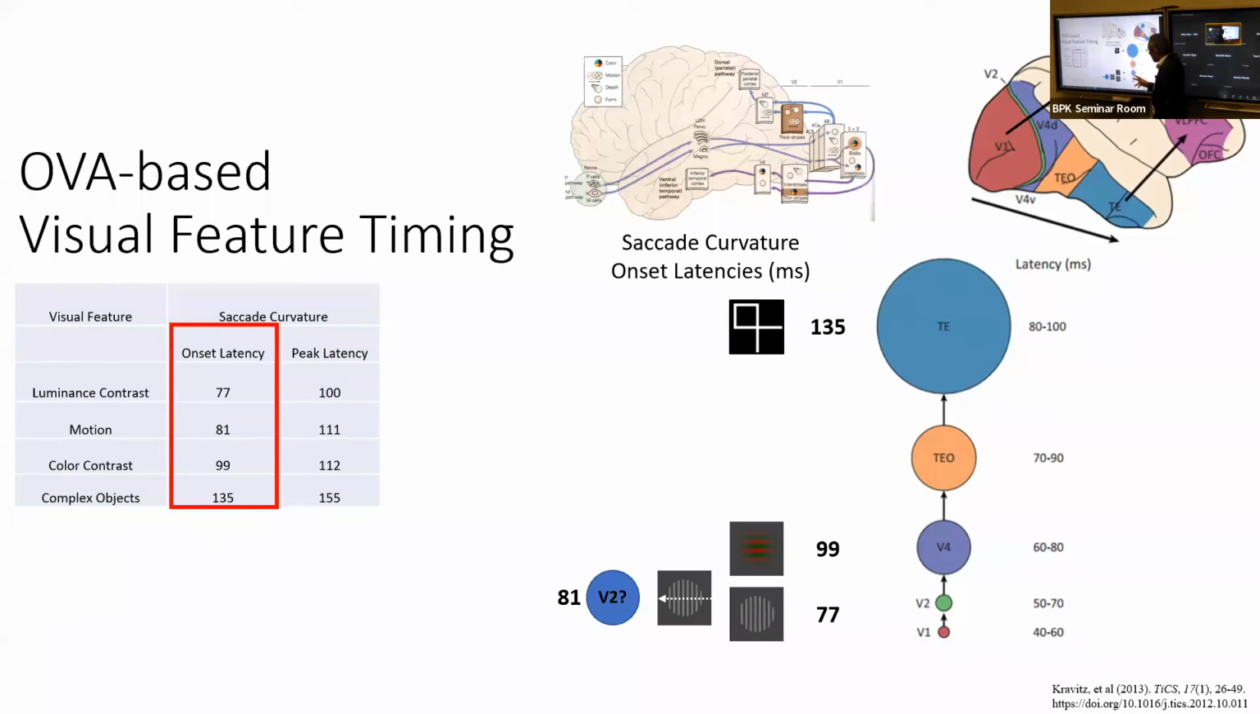So a couple of take-homes. We are seeing a progression in processing along the ventral stream that matches what we see when we do neurophysiological recordings. All of these times are slightly longer than all of these times, but these were in the monkey, these are in the human. So that may be the reason. It could also be part of the methods because we only have a certain level of resolution to be able to see off of the oculomotor modeling.